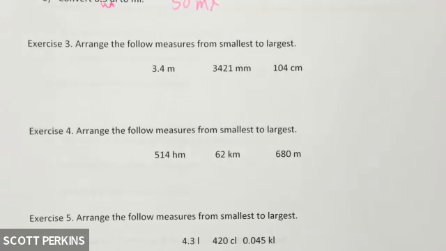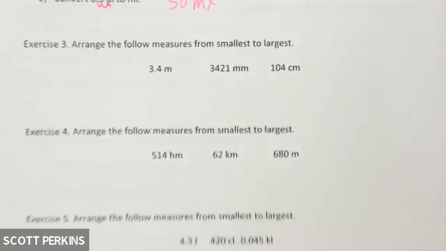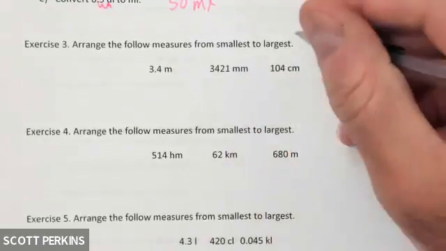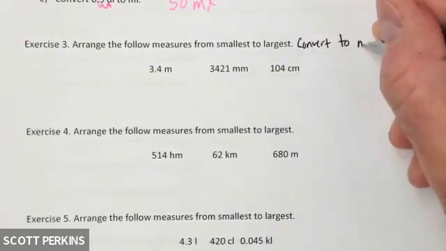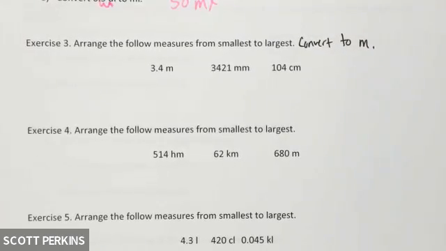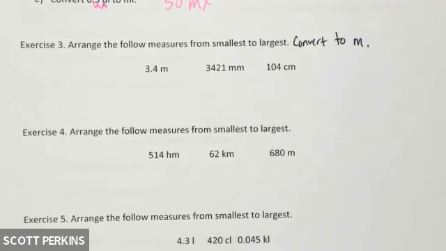So here's what I'm going to recommend, so that we're all doing the same thing. You have lots of options, but what I want you to do is convert each of these to just plain old meters. Convert each of those 3. I've saved you a little work: the first one is already meters, so you don't have to do anything to it. Convert all of them to meters and then place them from smallest to largest.